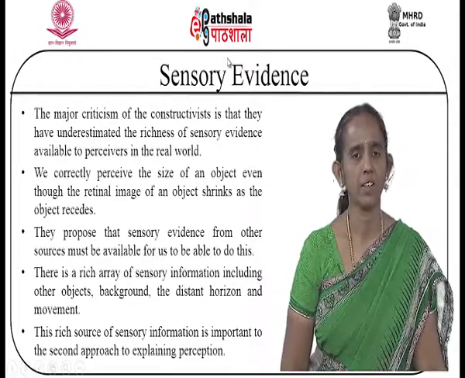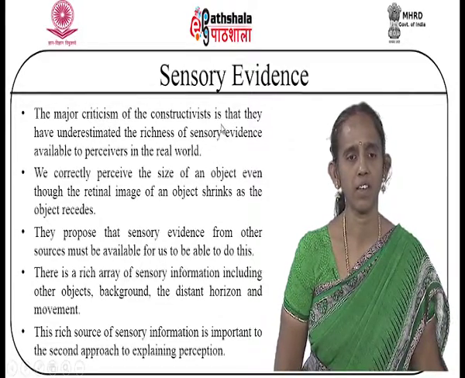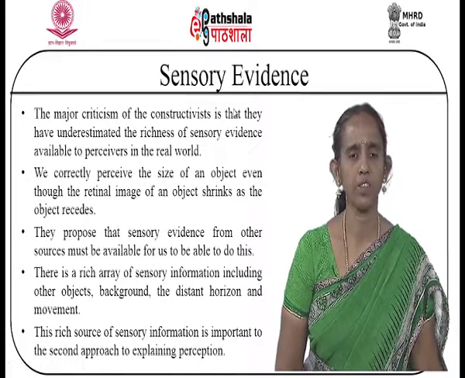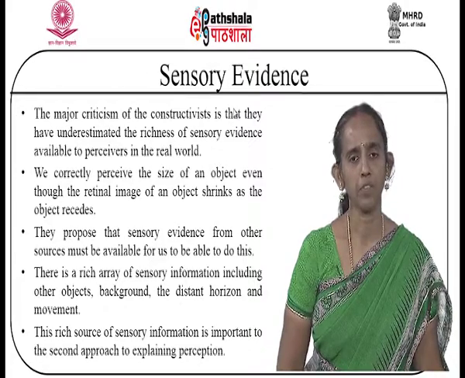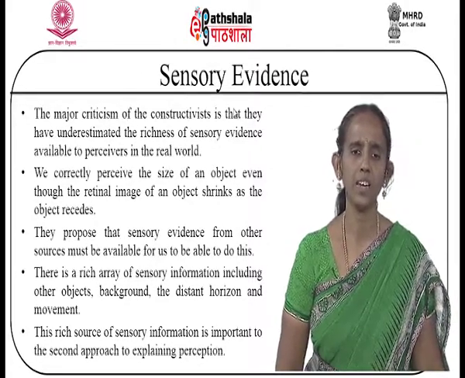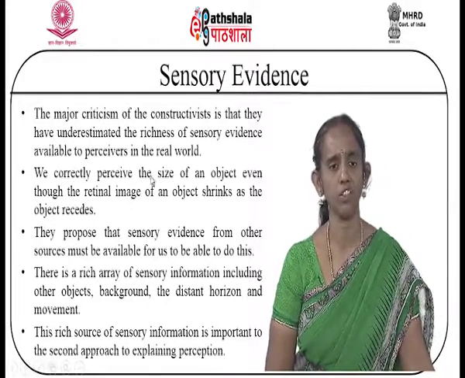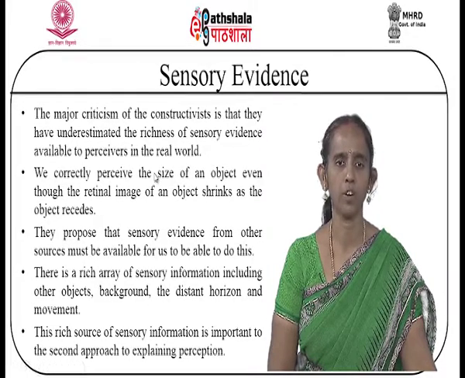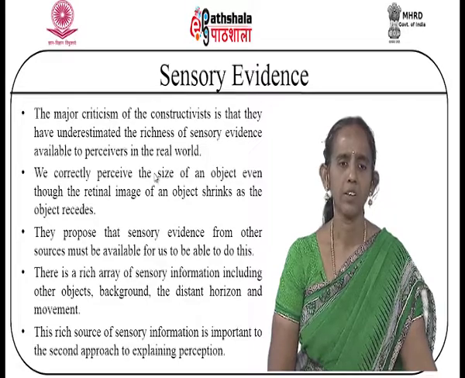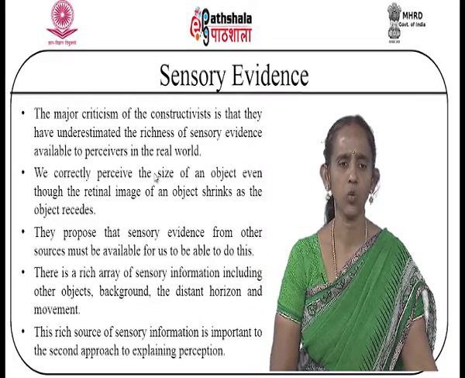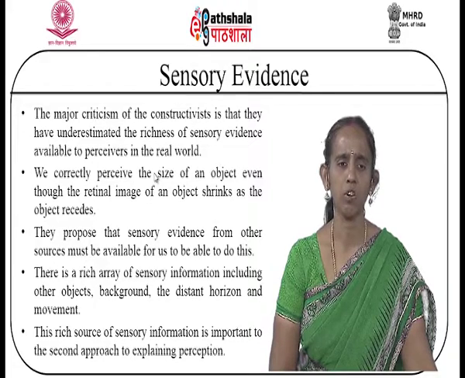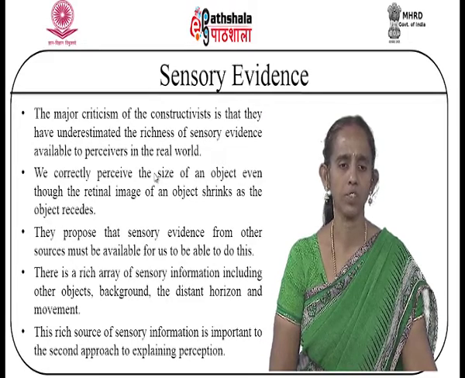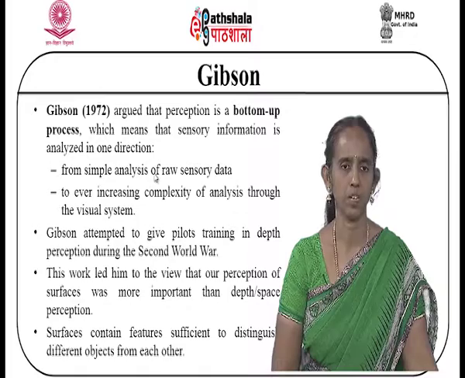Sensory evidence. The major criticism of the constructivists is that they have underestimated the richness of sensory evidence available to perceivers in the real world. We correctly perceive the size of an object even though the retinal image of the object shrinks as the object recedes from us. They propose that sensory evidence from other sources must be available for us to be able to do this. There is a rich array of sensory information including other objects, background, the distance, horizon and movement. This rich source of sensory information is important to the second approach to explain perception.